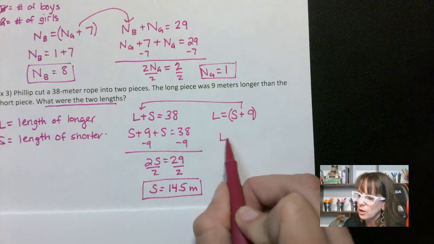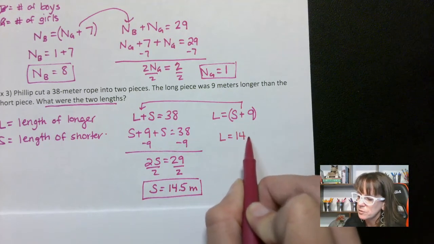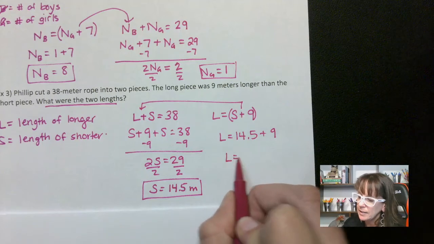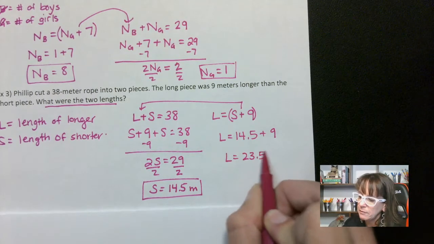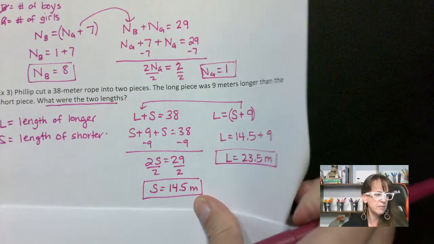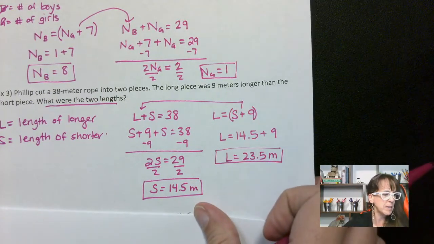So the longer piece equals the shorter piece, which is 14.5, plus 9. If we do that, we get 23.5 meters for the longer piece. And there you go on that one. Let's take a look at some of the examples now.